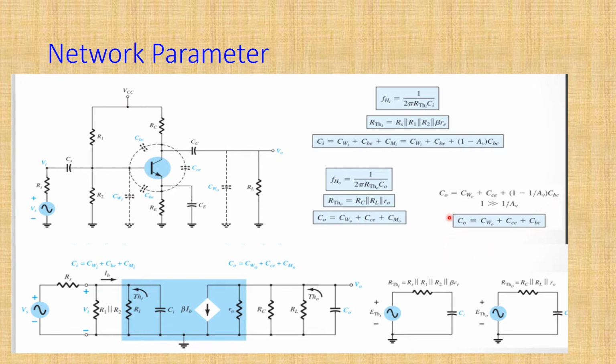So your overall output capacitance, since they are in parallel combination, we add them: CWO plus CCE plus CBC. So you know these two parameters, RTHO and CO. Substitute in this relation, that is 1 upon 2 pi RC, and find out the higher cutoff frequency due to the output RC circuit.